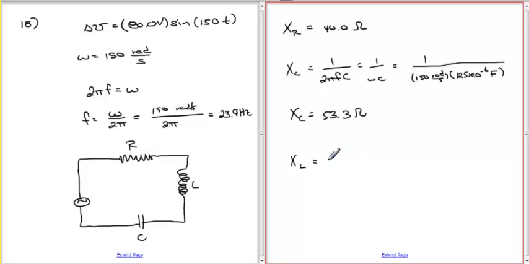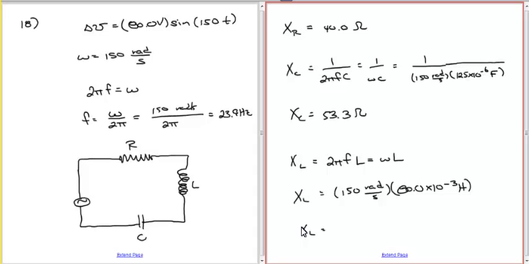Then you have the inductive reactance, 2 pi f times L, or just omega times L. Again, I'm just going to use omega. So we have 150 radians per second times L, which is in henries. What's L here? 80 millihenries. So it's 80.0 milli, which is 10 to the minus 3 henries. So it should be around the same magnitude as the other things. So we have 150 times 80 e to the minus 3, and we get 12.0 ohms.